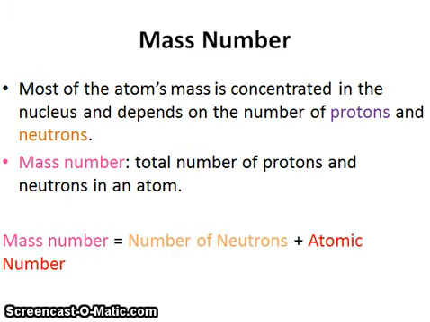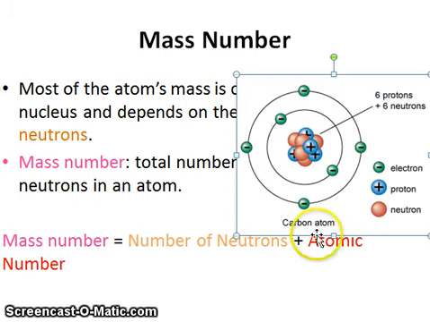Now let's move to another concept, which is mass number. Most of the atom's mass is concentrated in the nucleus, and it depends on the number of protons and neutrons. If you remember a diagram of the atom, and I just inserted one here real quick so we can take a look at this, we see that most of the mass is concentrated in the nucleus, okay? So the particles within the nucleus will be the ones to determine the mass for this element or for this atom specifically.